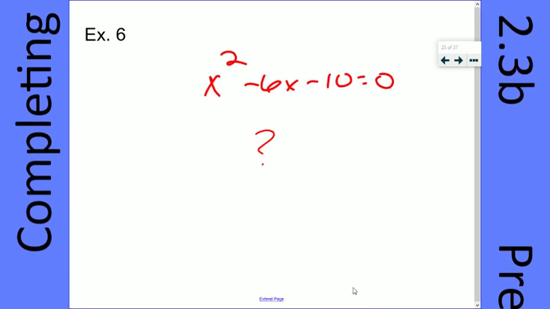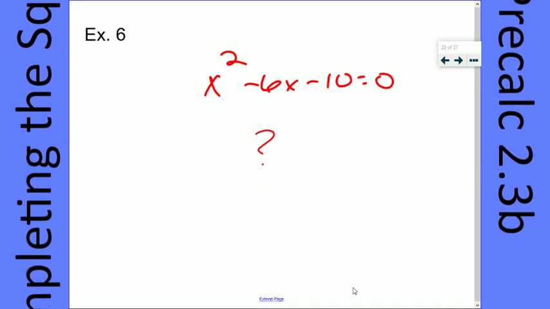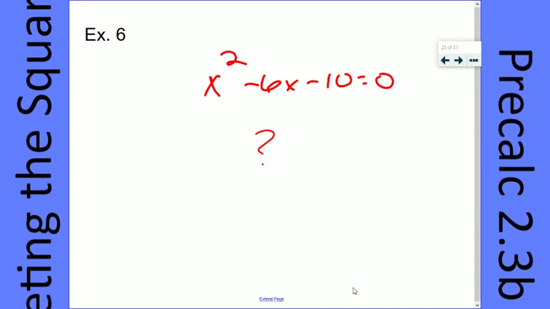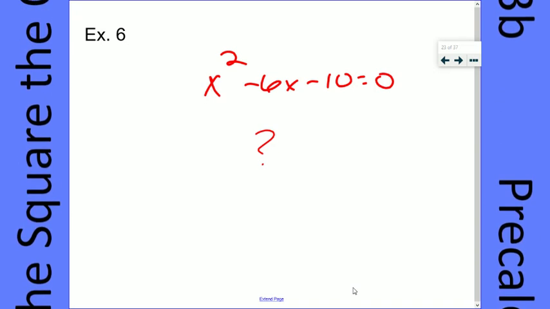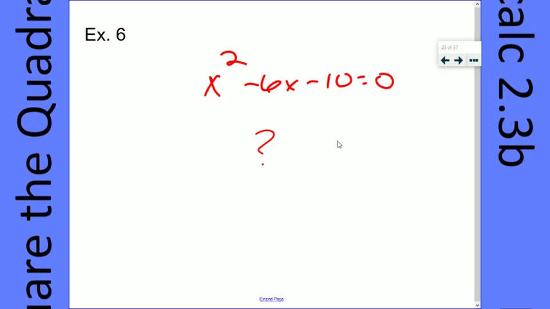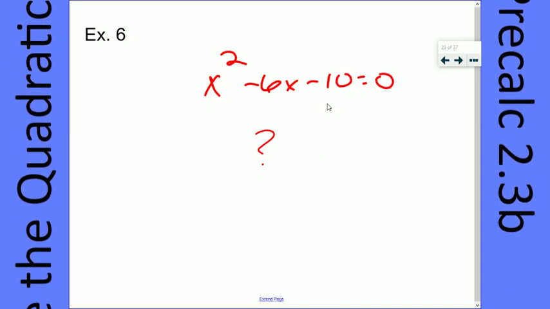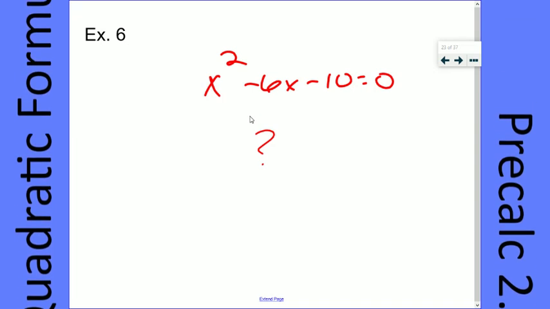However, we're going to run into some situations like this, where we don't necessarily have two things that both multiply to be the third thing and add to be the middle thing. So we don't have anything that multiplies to be negative 10 that adds to be negative 6. Okay? So that's where we're going to start today.